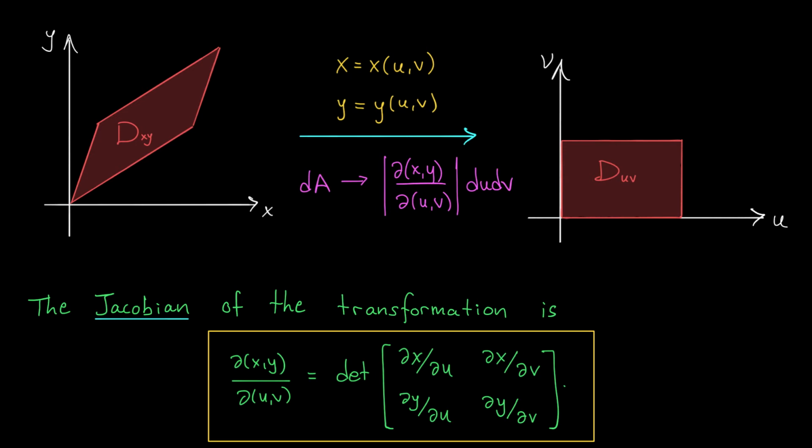The way that I like to think about this, though, is in terms of linear algebra. In linear algebra, you probably learned that the determinant of a linear map tells you how much change in area or change in volume takes place when you apply the transformation. Well, the exact same thing is taking place here. It just turns out to be true even when your map is nonlinear.